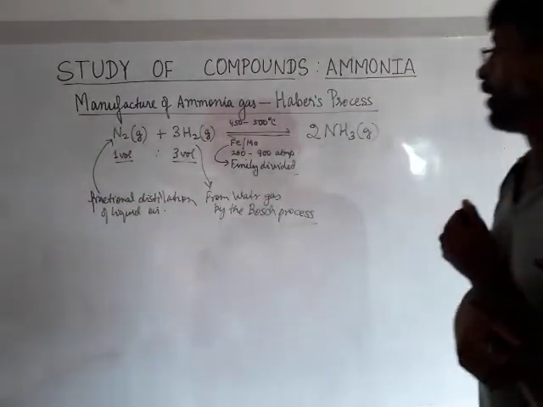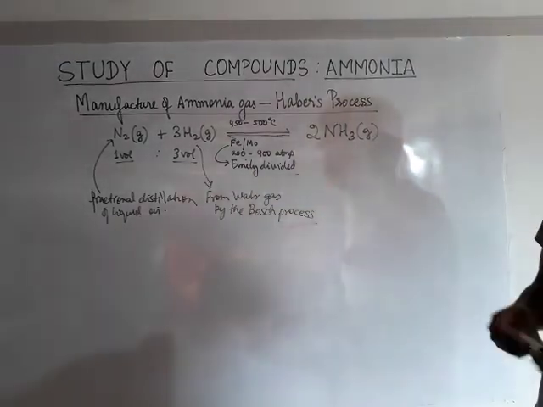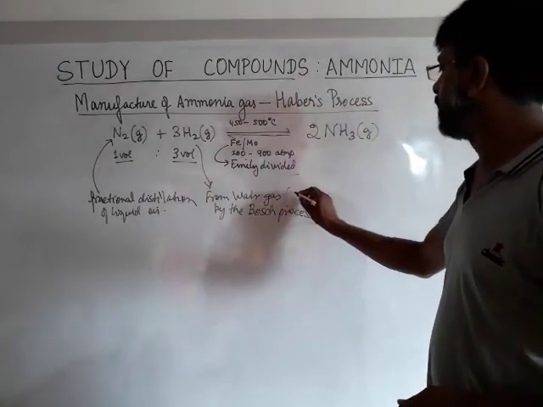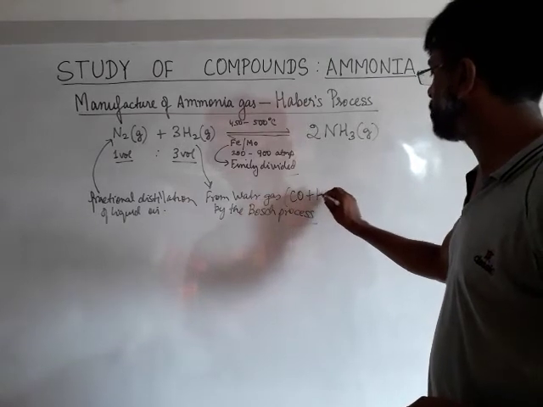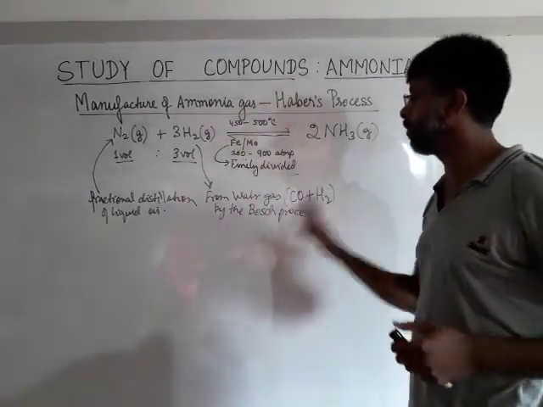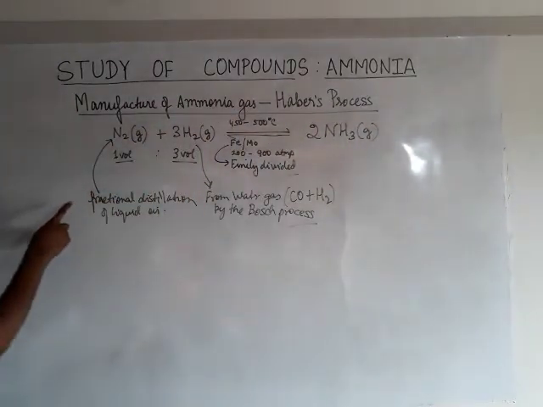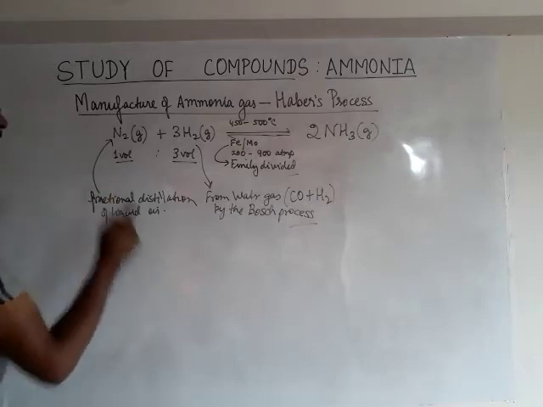Okay. So this hydrogen gas for the Haber's process is obtained from water gas. Water gas is nothing but a mixture of carbon monoxide and hydrogen, which is prepared by the Bosch process. So this hydrogen gas is obtained from the Bosch process. And this nitrogen gas for this Haber's process is obtained from liquid air by its fractional distillation.